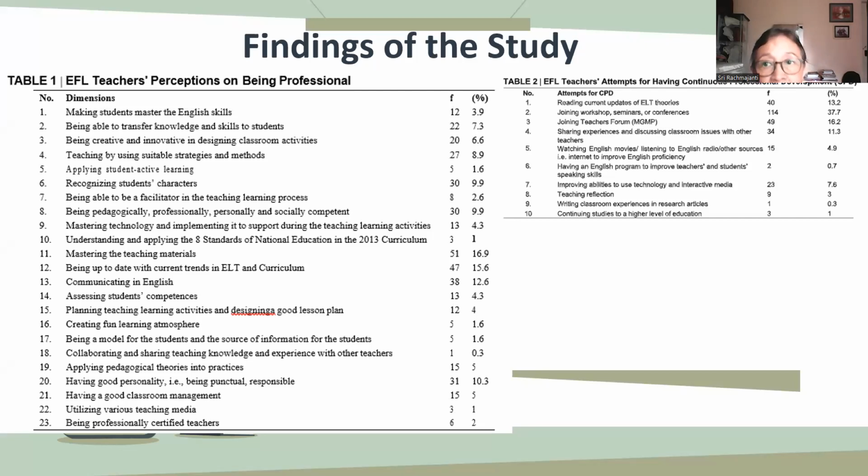And the respondents showed us their attempts to be professional. And the highest is about what? Joining workshops, seminars or conferences. The second one is joining MGMP. If you want to be professional, try to join the teachers' forum. Number 3 is reading. If you ask yourself, do you read a lot or not? Because that is the key to success. And the last one here, I think, is sharing ideas with other teachers. That is important.